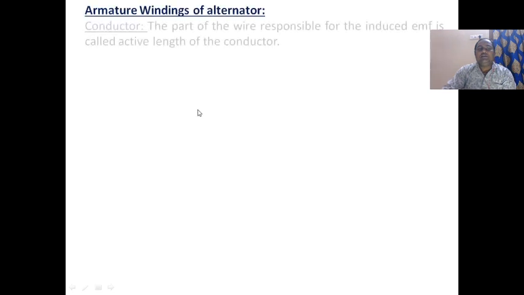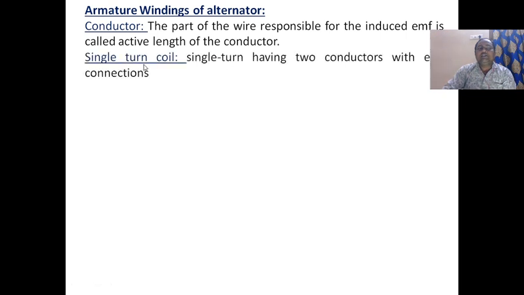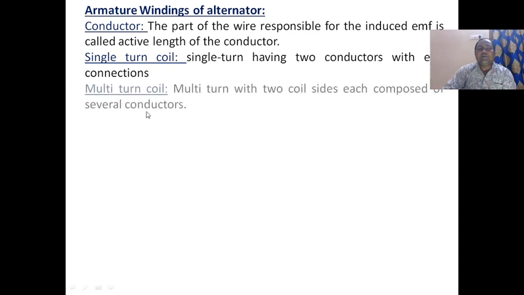Now, armature windings of an alternator. Every winding must have conductors. What is a conductor? The part of the wire responsible for the induced EMF is called the active length of the conductor. A single turn coil has two conductors with end connections. A multi-turn coil has two coil sides, each composed of several conductors.